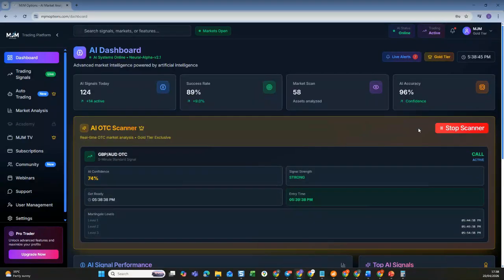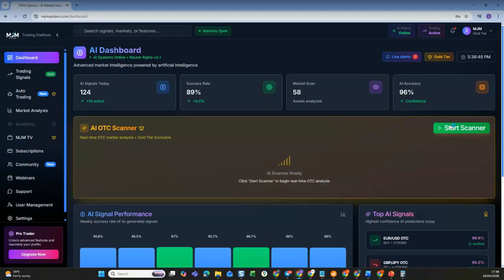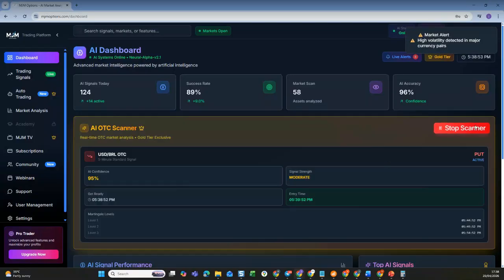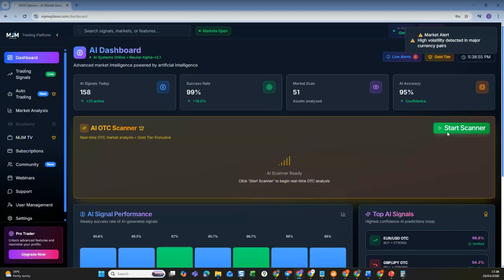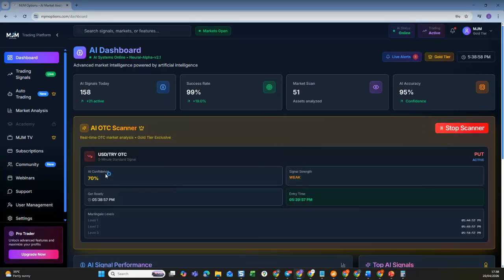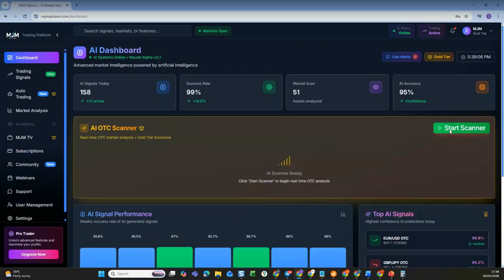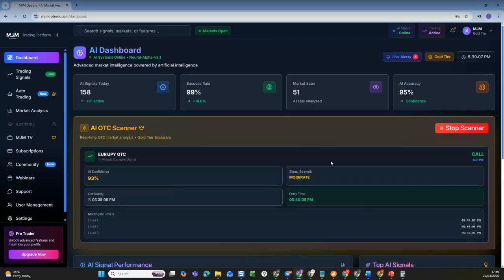So let's keep going. 78, 84, 75, 95, but it is moderate. 79, 79, 70, 88, 85, no. 93, but it is weak. So 84, no. 93, moderate, no. 86, no. 72, no. 81, no. 72, no. 96 and strong.